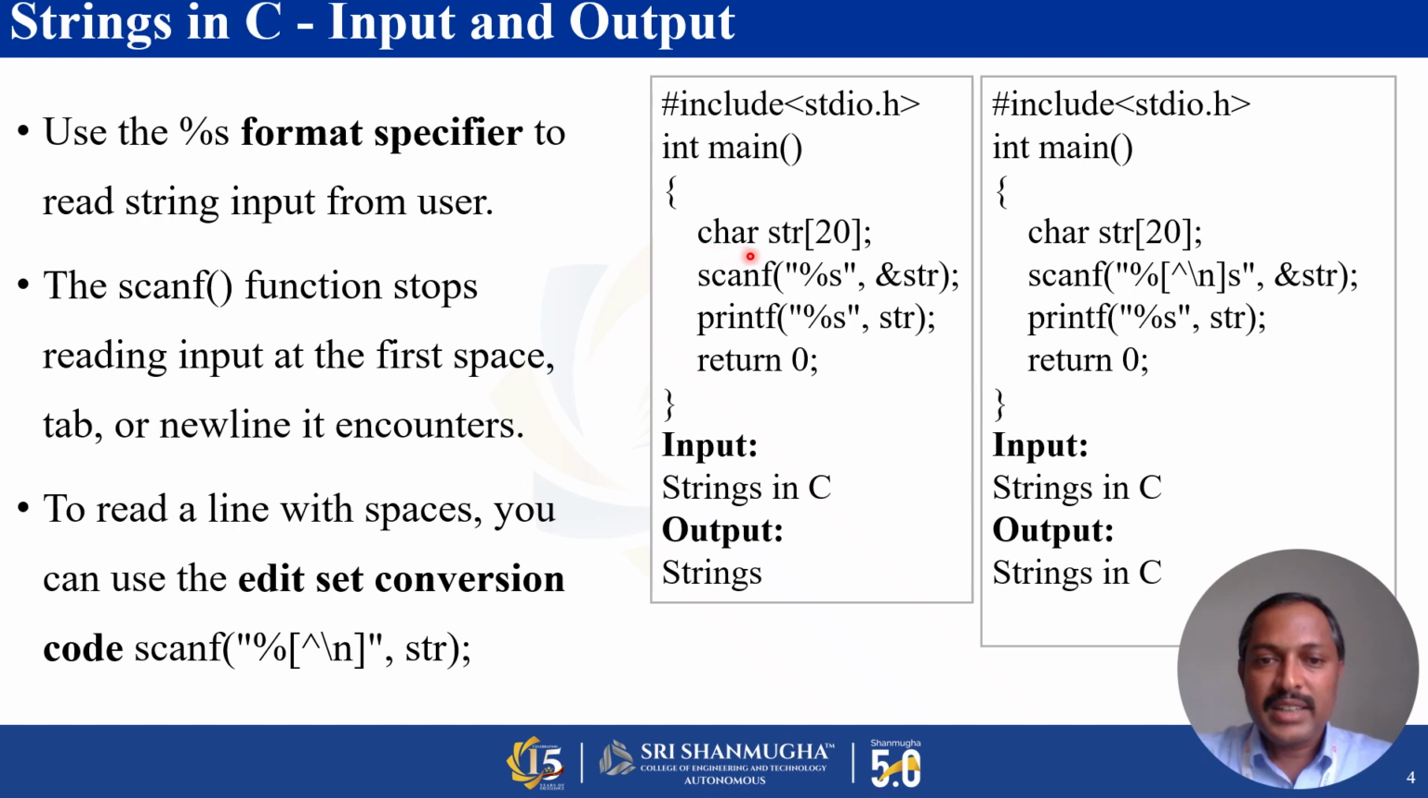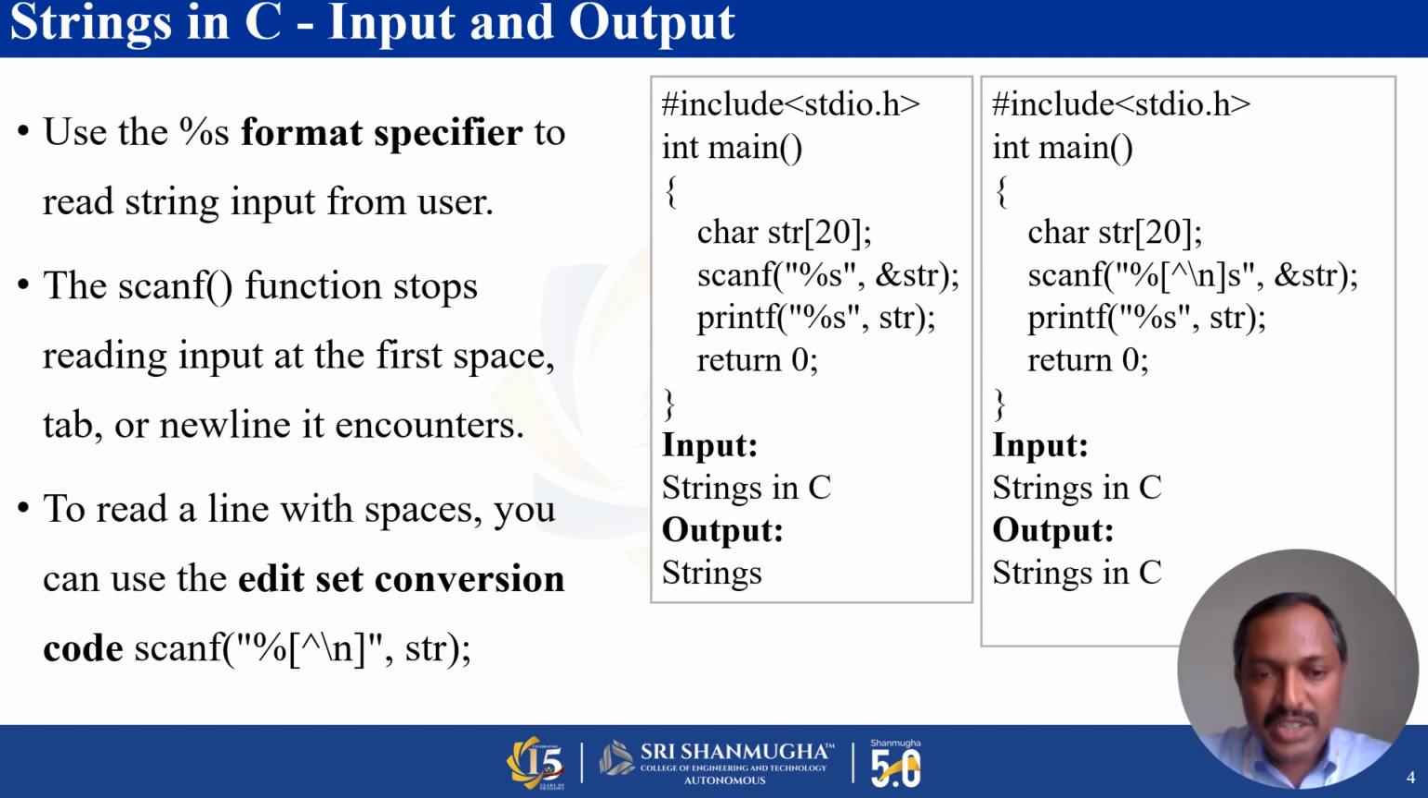char str[20], a character array is created with size 20. We are trying to get input from the user with the help of scanf. The format specifier would be %s if you are trying to get input for a character array, that means a string. Then we print whatever input we read from the user. To check whether it is reading and printing correctly, suppose I give the input "strings in C", but how is it going to be stored in memory?